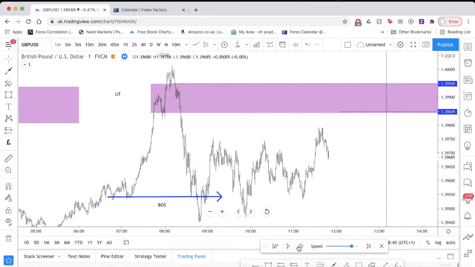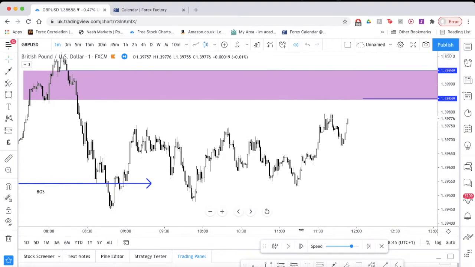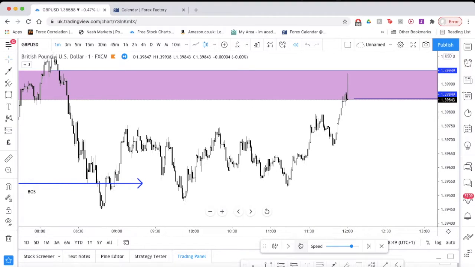Now, as we forward price along, you see price spikes up in this candle quite nicely, up to the top end of the whole point of interest.